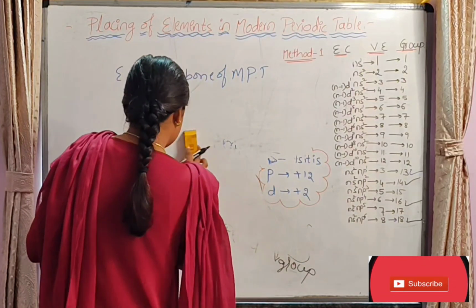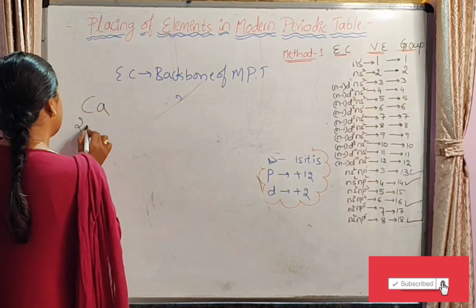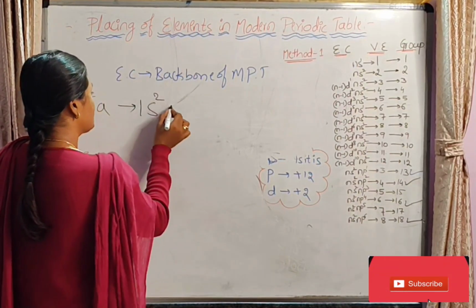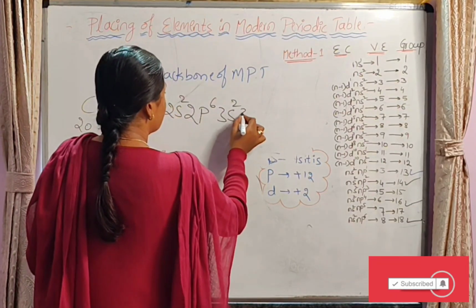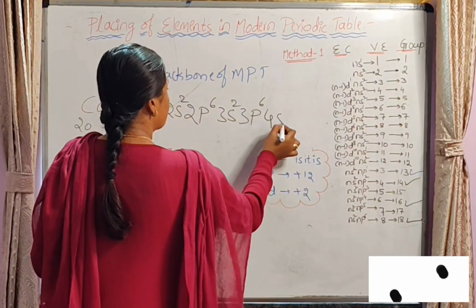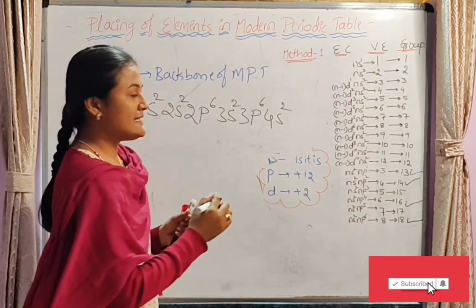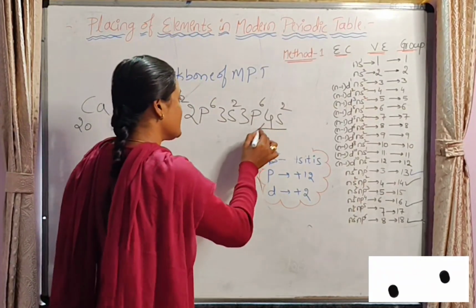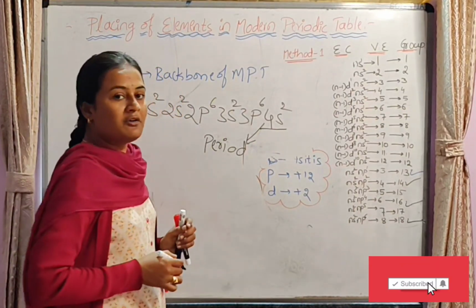Last example is calcium, atomic number is 20. If you write the electronic configuration: 1s2, 2s2, 2p6, 3s2, 3p6, 4s2. See here, the valence shell contains the 4th orbit. This 4 indicates what? The period number, which means that calcium belongs to the 4th period.